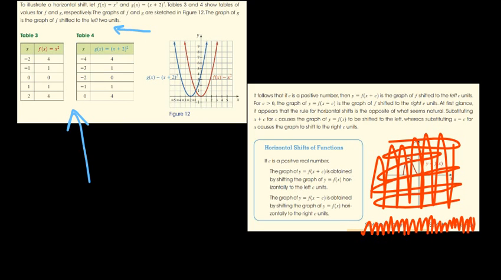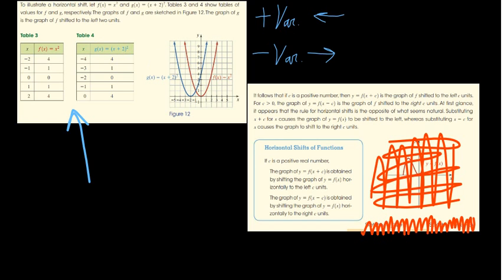So let's actually write that down. If we add to the variable, then we move left. If we subtract from the variable, then we move right. Oh, but that doesn't make sense. Well, that's because you're not thinking straight. Here's why. Let's take a look at this function here.